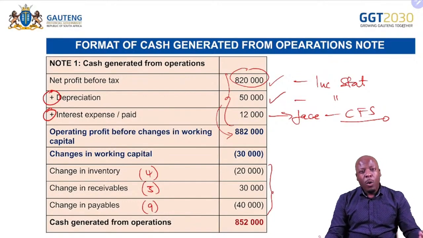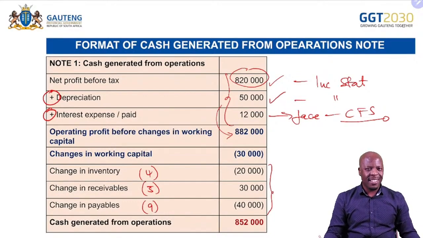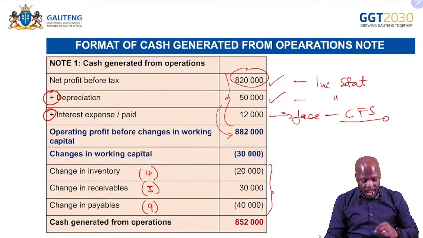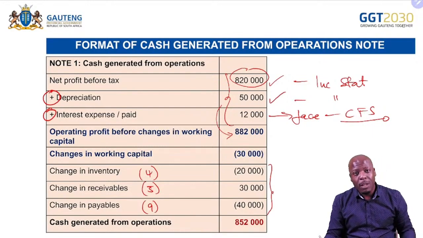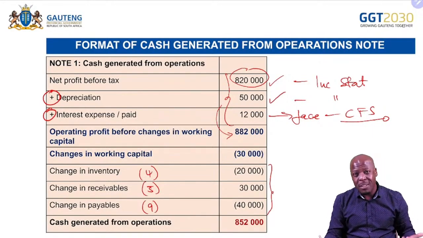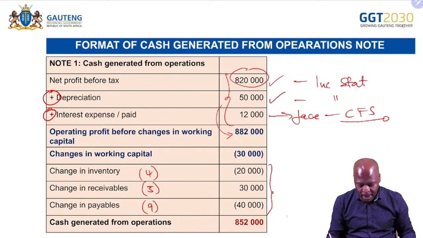So, when I look at my inventory, I'm looking at whether inventory has increased or decreased. I'm going to emphasize that in the activity. I want you to stay tuned. And then I'm going to look also at my receivables. Is it increasing? Is it decreasing? And then I'll also look at my payables. Is it increasing or decreasing? I'm going to explain this as I do my activity.